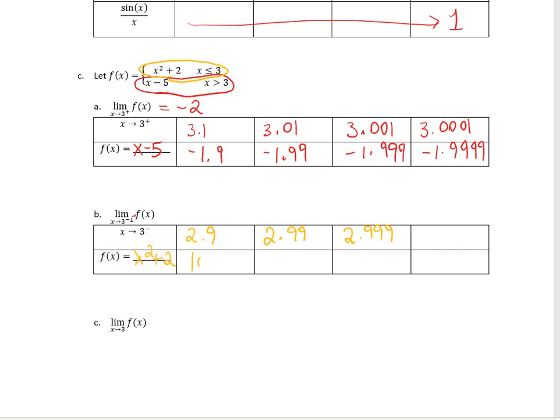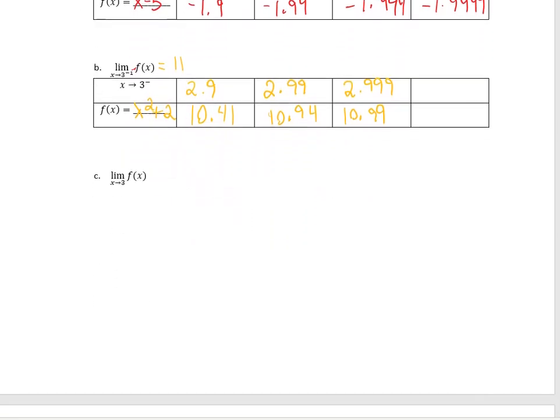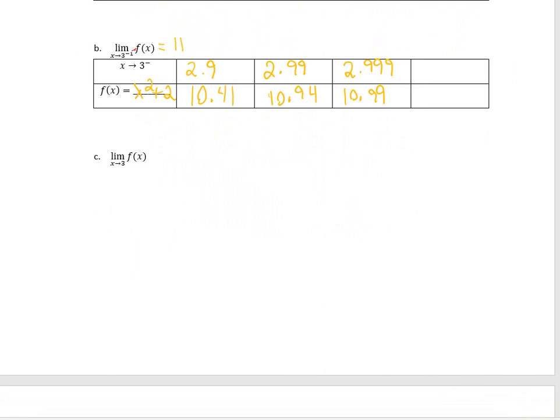We are going to get 10.41, 10.94, 10.99. So what it looks like we're approaching is, as our x gets closer to 3 from the left, so remember, values less than 3, our y value is getting closer to 11. Now, the last question is, what is the overall limit of our function f of x as x approaches 3? So let's just draw a picture real quick.